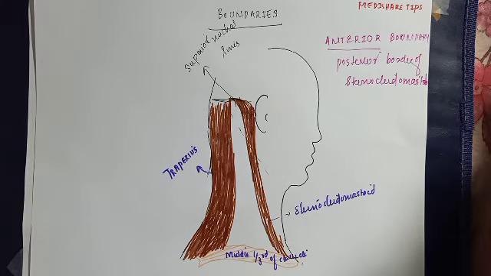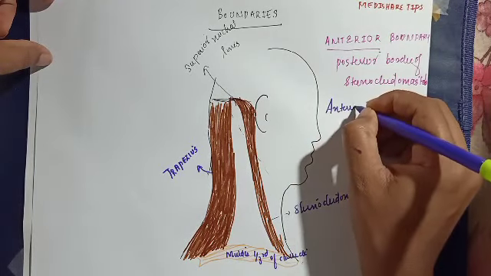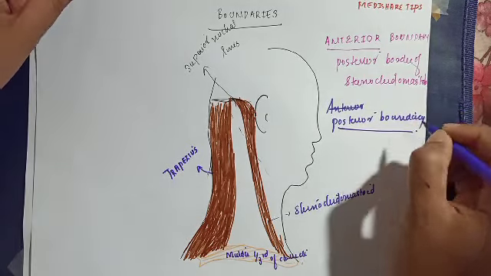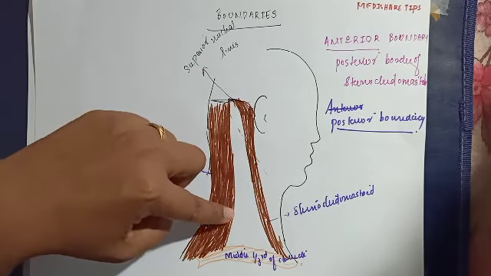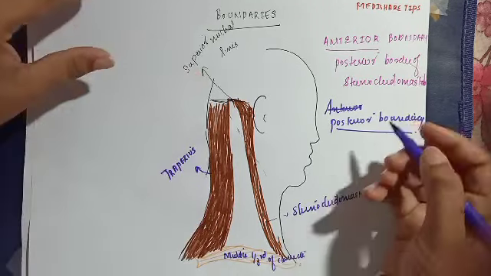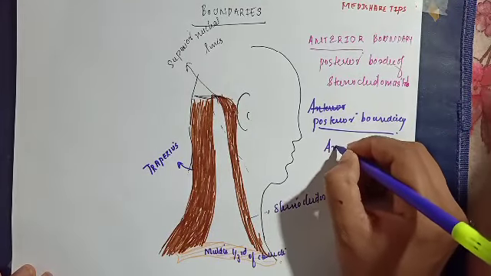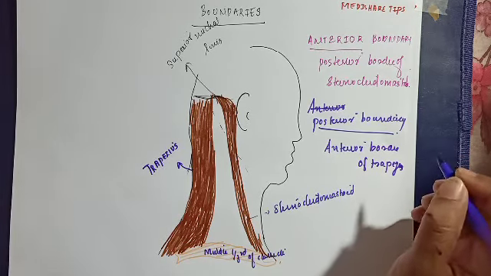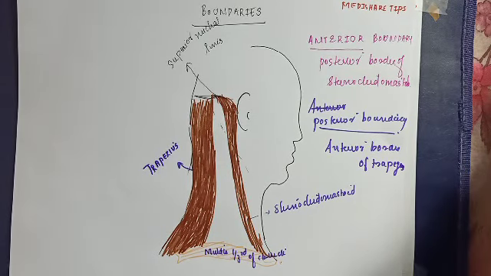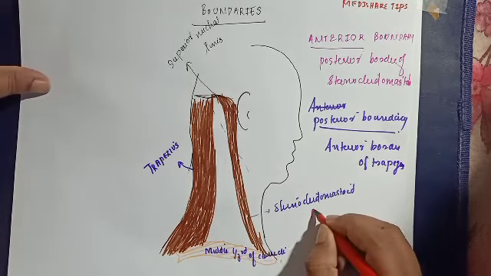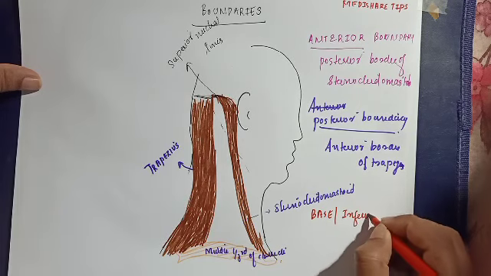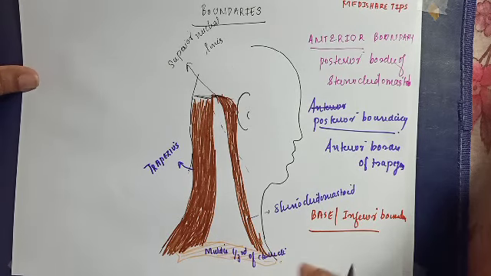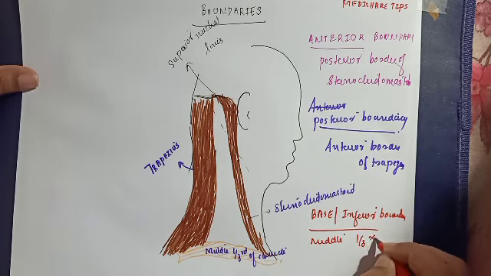Now the posterior boundary is formed by, look at this muscle, the anterior border of the trapezius. So the posterior boundary is formed by the anterior border of the trapezius. Being a triangle, it has an inferior border which is also known as the base. The base or inferior boundary of this triangle is formed by the middle 1/3 of the clavicle.